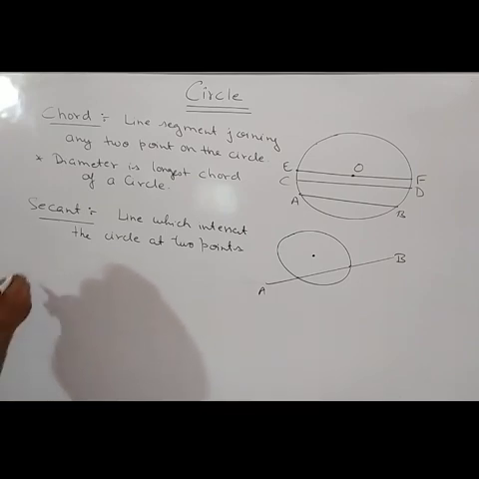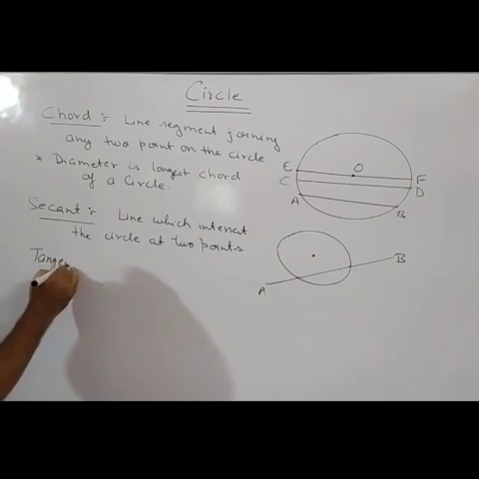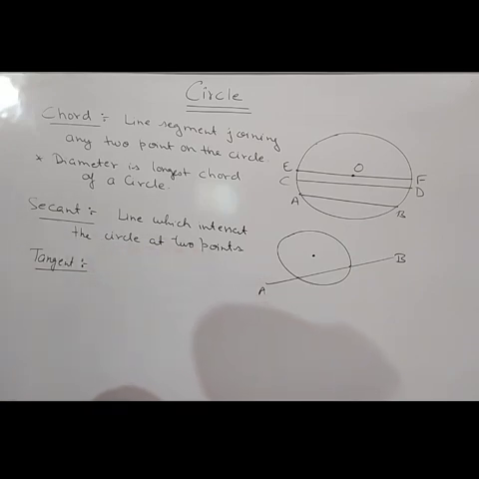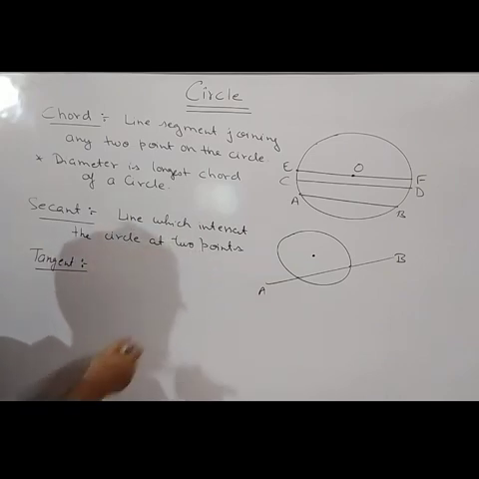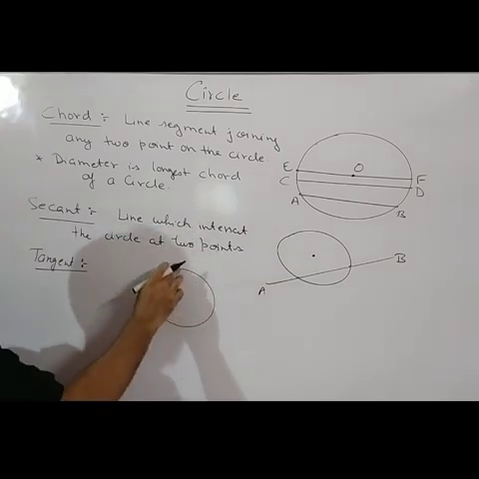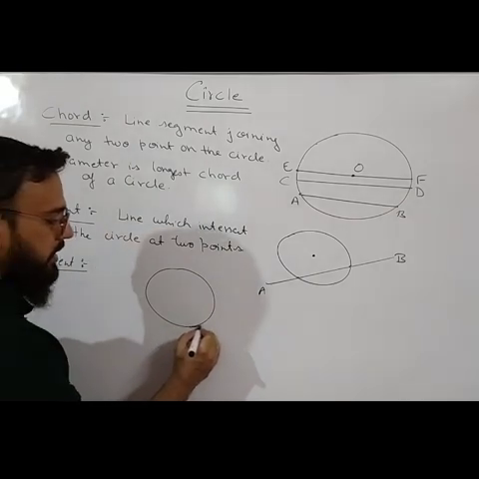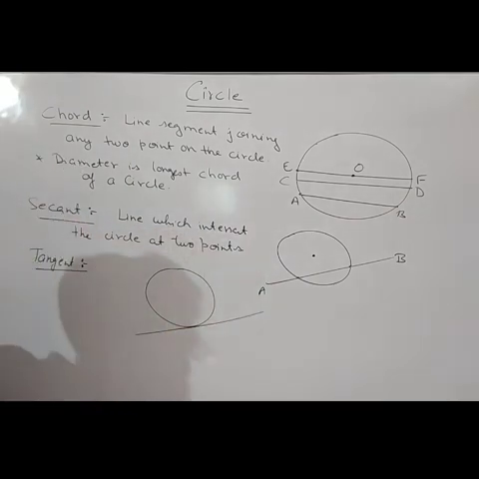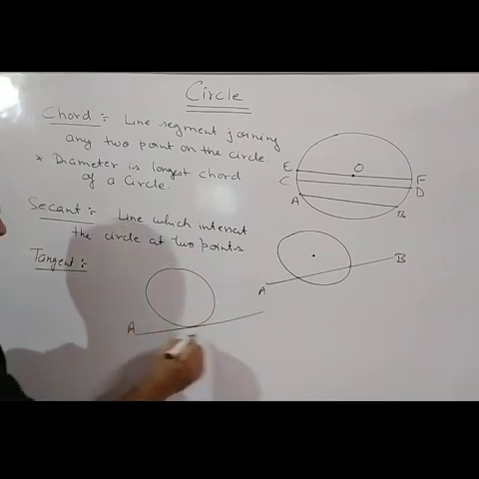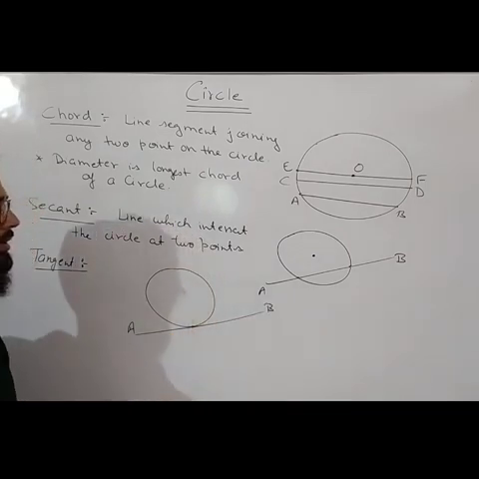Then the next term is tangent. Tangent is a very important term. You will study it in class 10th. The whole chapter of circle in class 10th is based on tangent. But in class 9, it is not in our syllabus. But what is tangent? Let us discuss it. A secant is a line which intersects the circle at 2 points. But a tangent is a line which intersects the circle at only 1 point. It means a line which is just touching a circle is called tangent. Suppose this is our line AB, which is just touching the circle, intersecting it at only 1 point. It is called tangent.